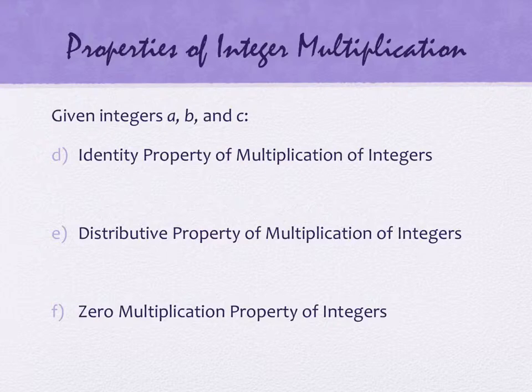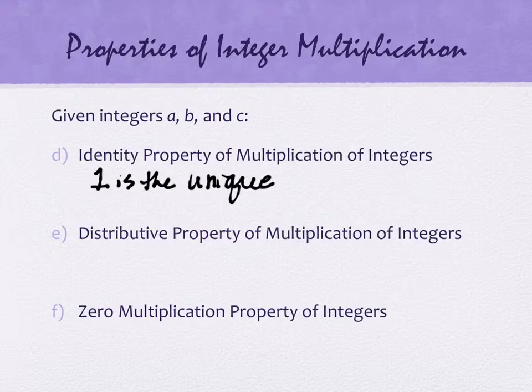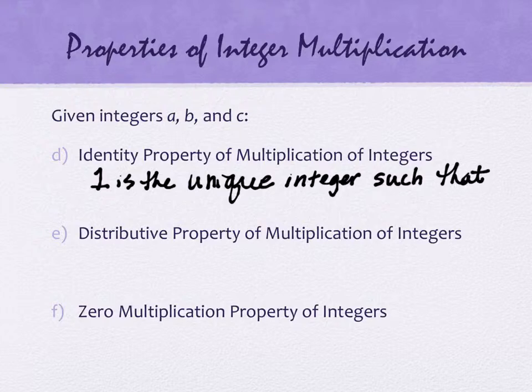So the identity property says that 1 is the unique, the only integer such that 1 times A equals A times 1, which equals A. That's what it takes to be an identity. You operate with it, in this case with multiplication, and it leaves it unchanged.